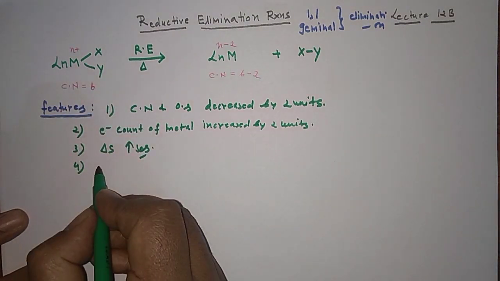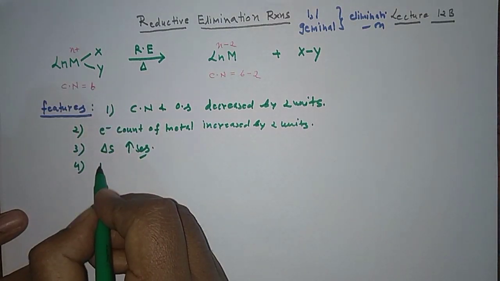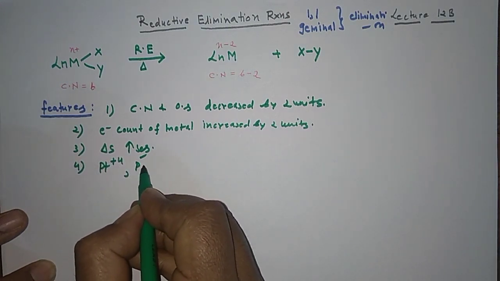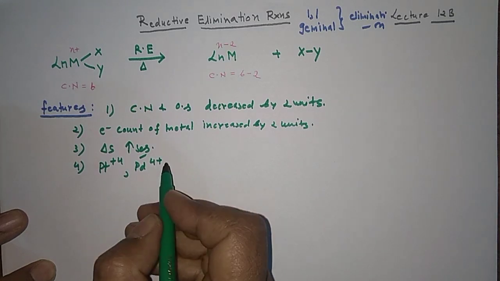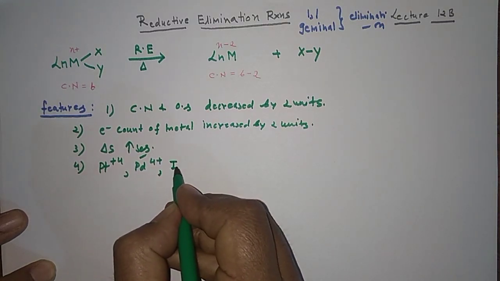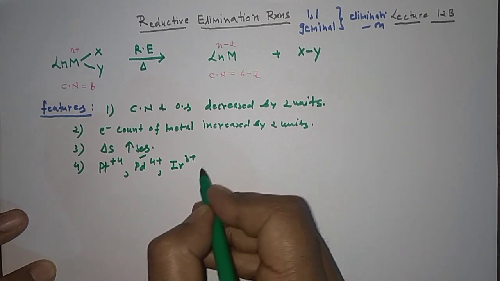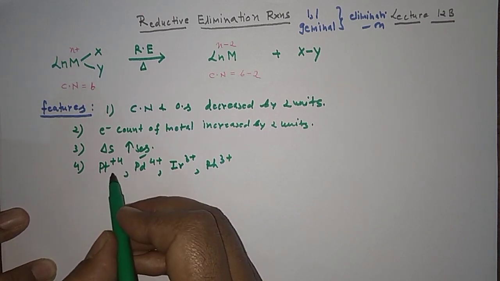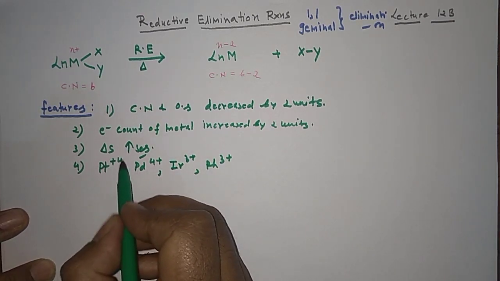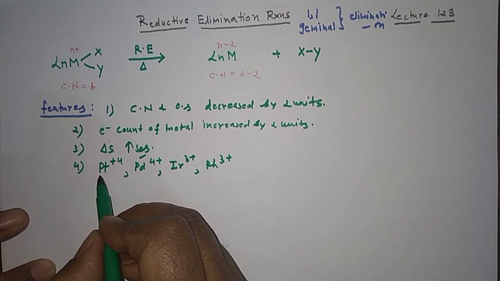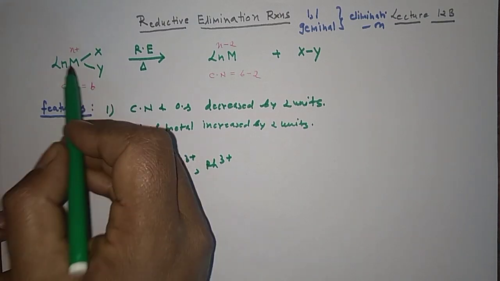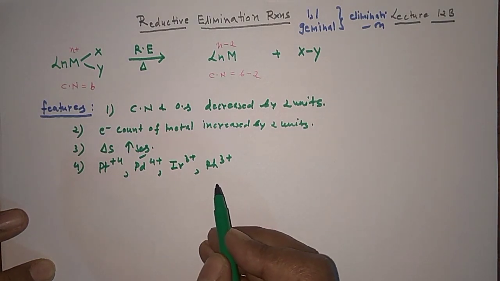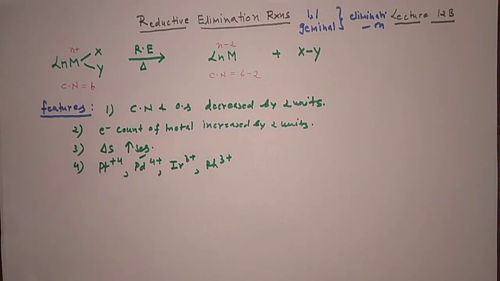Say if you are having platinum +4, it is very common for platinum, right? And then the second member of this group, like palladium +4. Okay, and then you can go for your iridium +3, and then you can go for your rhodium +3. So for these types of metals, higher oxidation state means electron deficiency. When electron deficiency is there, that means it can accept the electrons from here. That's why these kinds of metals will readily give you the reductive elimination reaction.